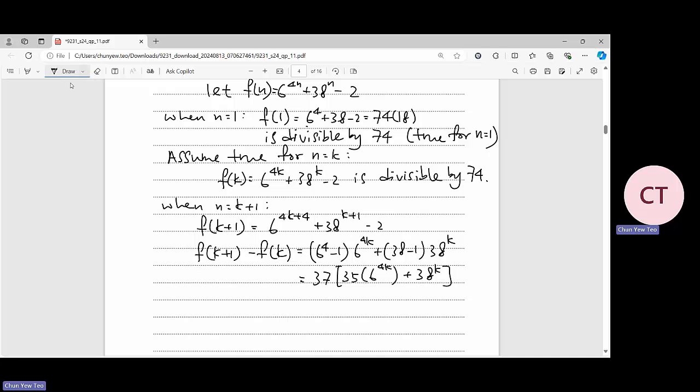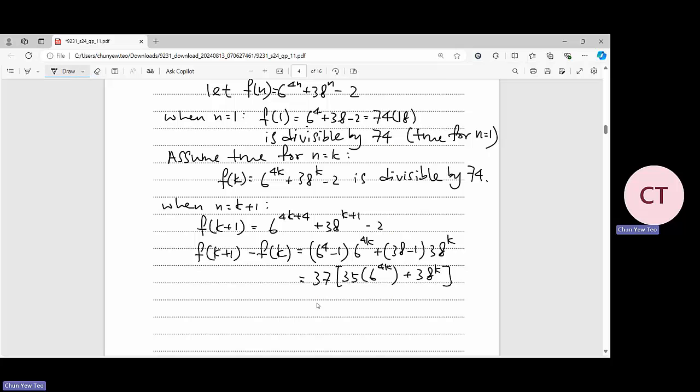But what you can see is that this is even. This is also even. So even, that means this one is a multiple of 2. Multiple of 2, that means this one is 37 multiplied by a multiple of 2. That will be 74, a multiple of 74. Okay, so this is something you need to take note. So how do we explain in the questions over here?